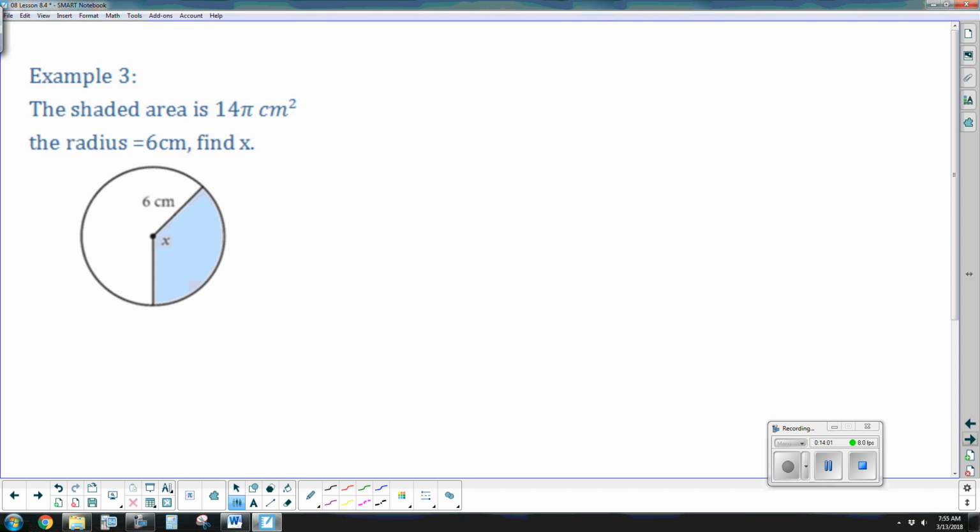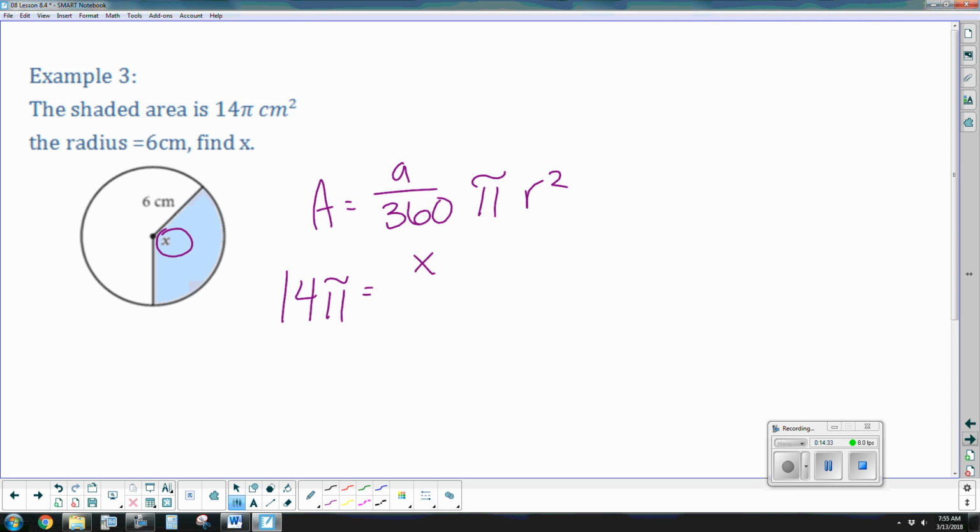And let's look at one more example. Here is the shaded area. The shaded area is 14 pi centimeters squared, and the radius is 6 centimeters. Now we're looking for x. So we're looking for this interior angle. We know that the area of a sector is equal to the angle over 360 times pi r squared. So in this case, our area is equal to 14 pi, and that's equal to, we don't know what the interior angle is, but x over 360 times pi times r squared.